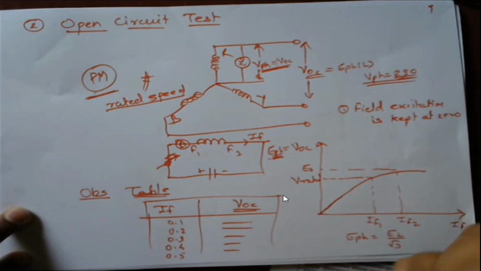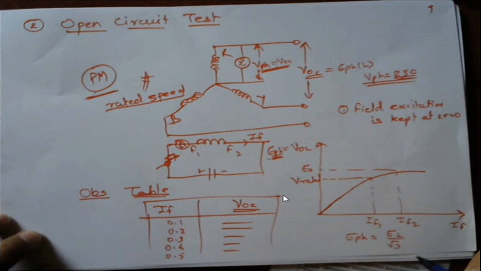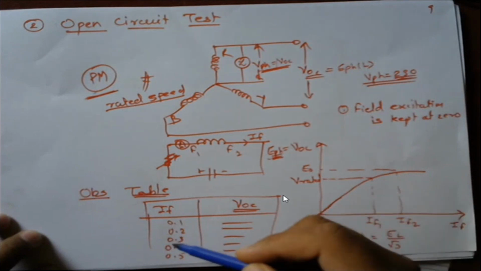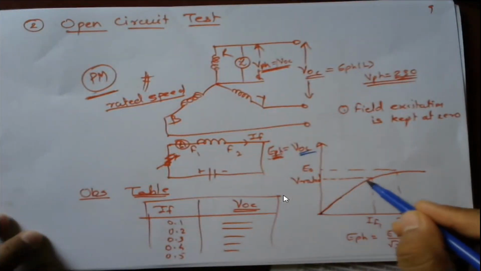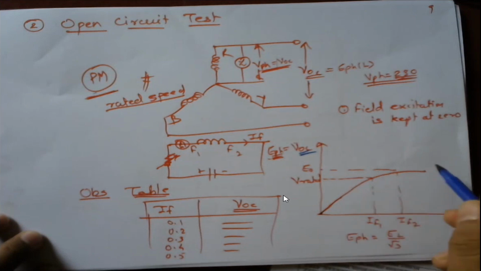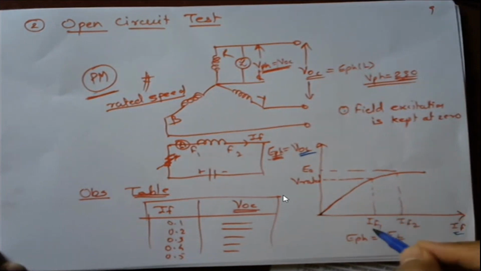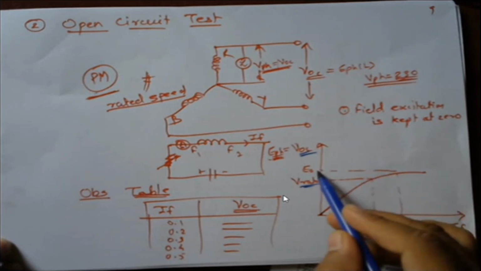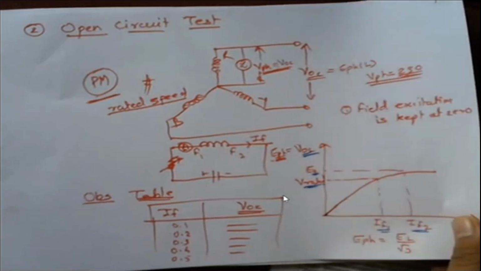So up to what reading we have to take? We will take the reading of VOC up to 25 to 50% of the rated voltage. So once I got this reading, I can plot the graph of VOC versus IF, and the nature of this graph is like this. It is also called the magnetizing curve. Fine. So at IF1, I will get the rated voltage, and at IF2, I will get the open circuit voltage, which is nothing but the E0. So this is the open circuit test.